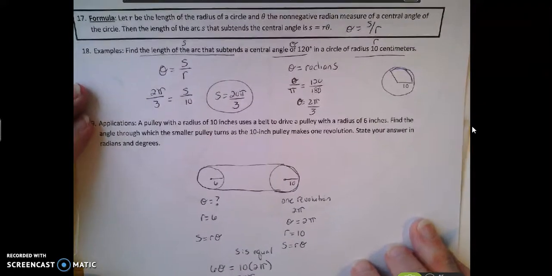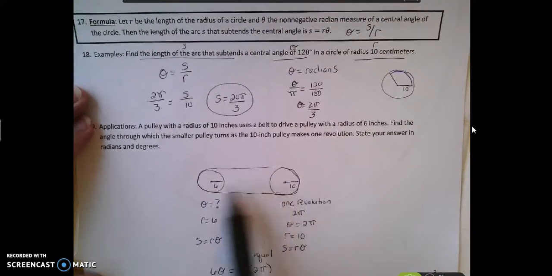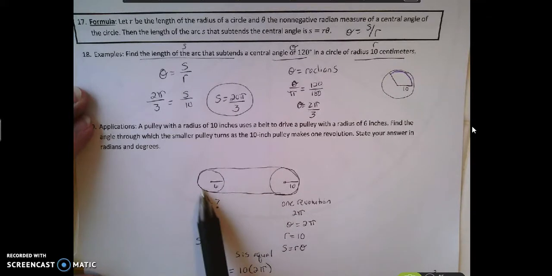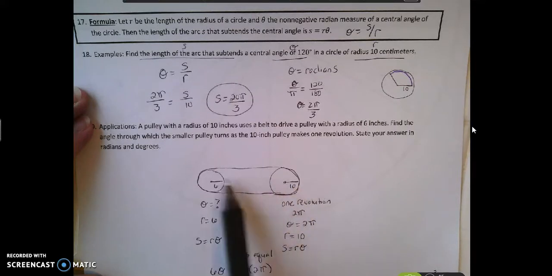Alright, so here we have another example. What I want you to imagine here is like a bicycle, right? So you have your smaller wheel on the bicycle chain and the bigger wheel. The bigger wheel has a radius of 10, smaller wheel has a radius of 6.